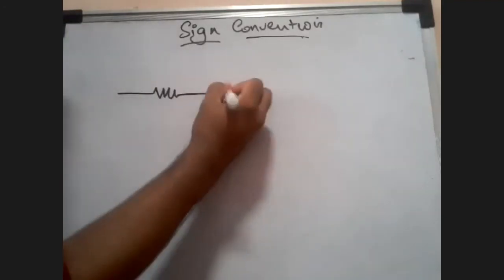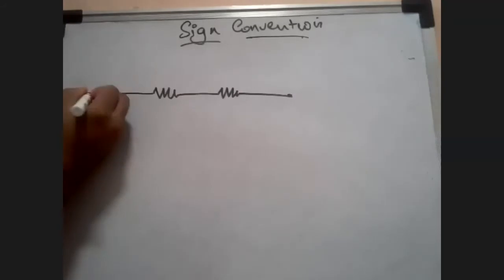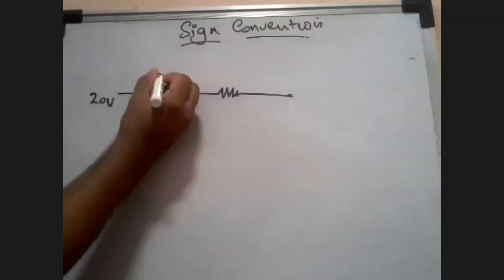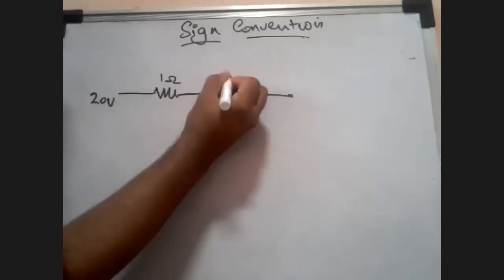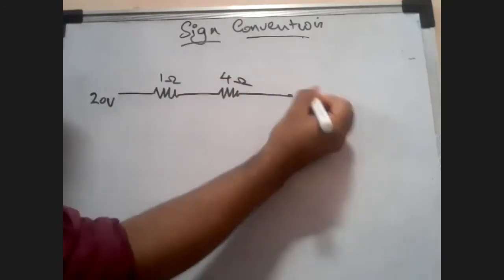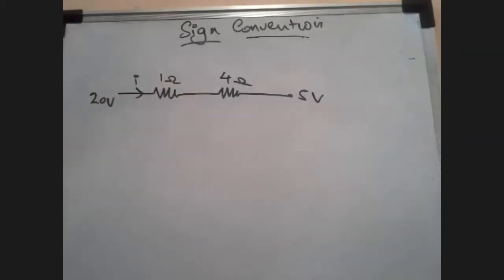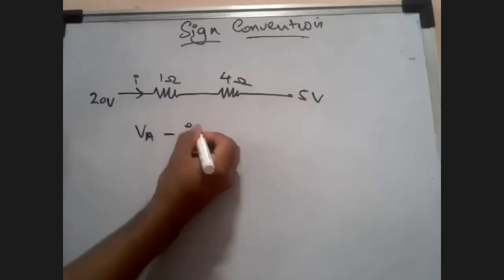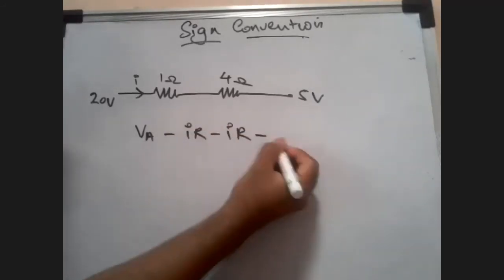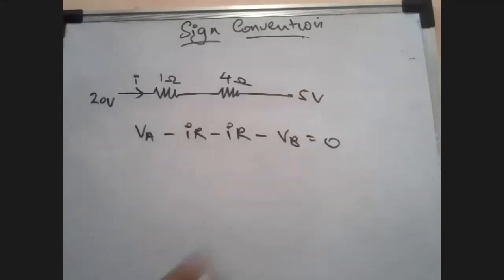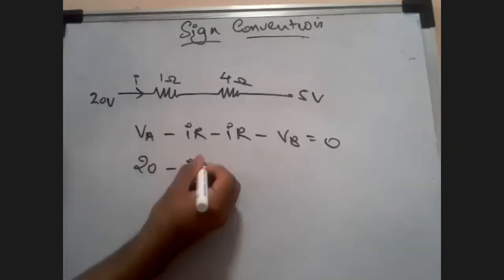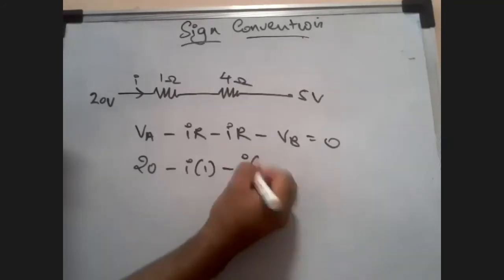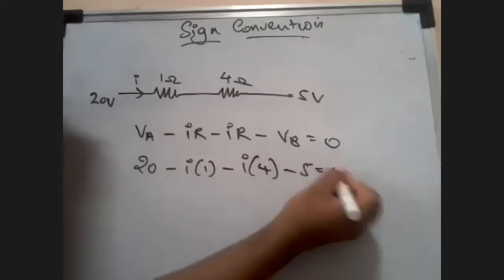Let's say 2 resistors are there. There is 20 volts over here. Okay, let's go a little bit fast. 1 ohm over here, 4 ohms over here, and 5 volts over here. Let's take the direction of the current to be here. Find out the current quickly. So it's going to be VA minus I times R minus I times R, minus VB equal to 0. VA is 20 volts, minus I times 1, minus I times 4, minus 5 equal to 0.